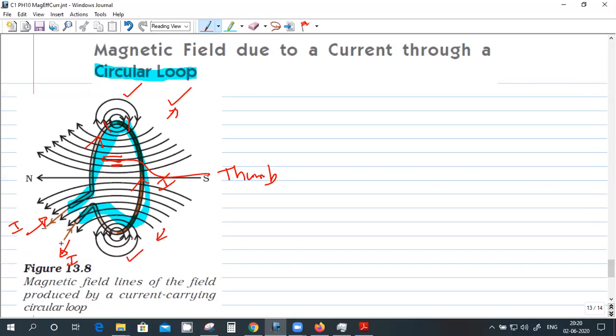Given this direction, according to this other way of applying the thumb rule, the thumb is along the direction of the magnetic field, and the fingers will curl in the direction of current. When you have a straight wire, you put the thumb in the direction of the current. When you have a circular wire, you put the four fingers along the direction of the current flow.